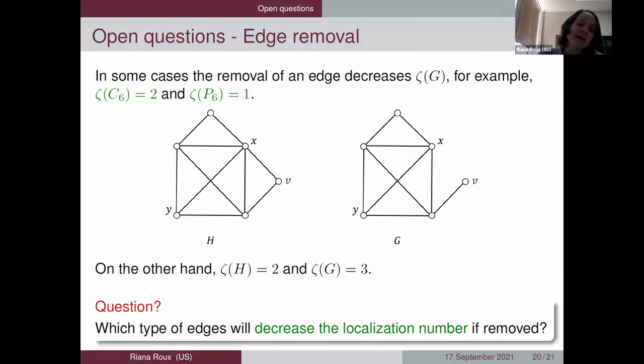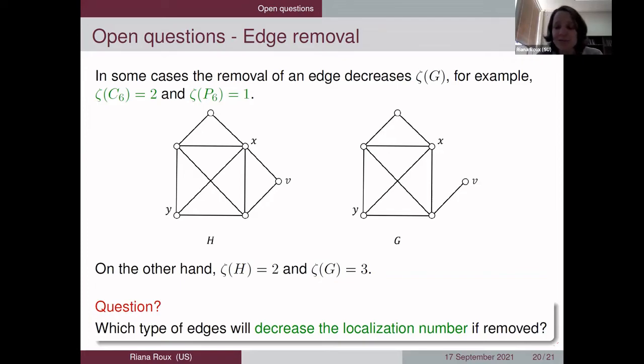But if we look at that double house graph that we had when we showed that the localization number is 2, it is not necessary to take away V and both the edges to increase the localization number. Even if we just take away one of these edges, we increase the localization number to 3. So we've seen that there exist cases where the localization number increases. There exist cases where the localization number decreases. There also exist cases where it doesn't change at all.